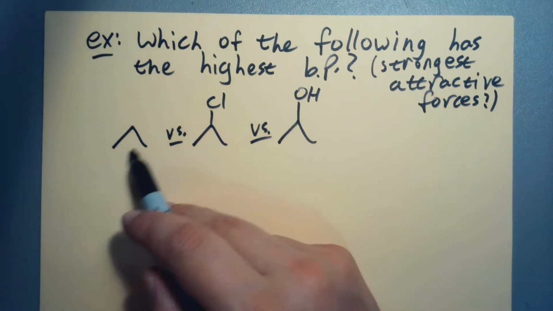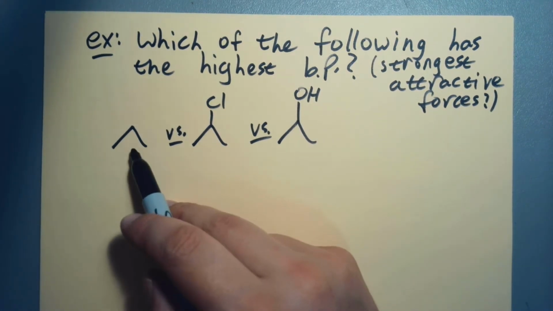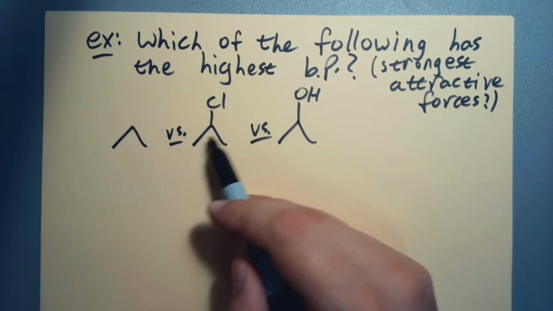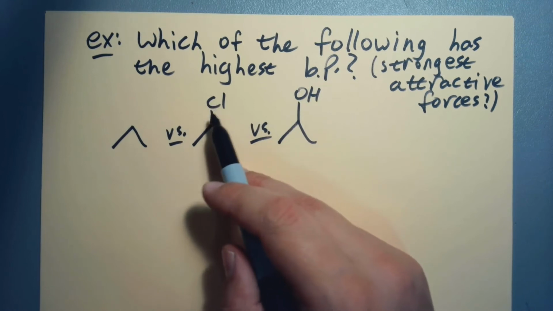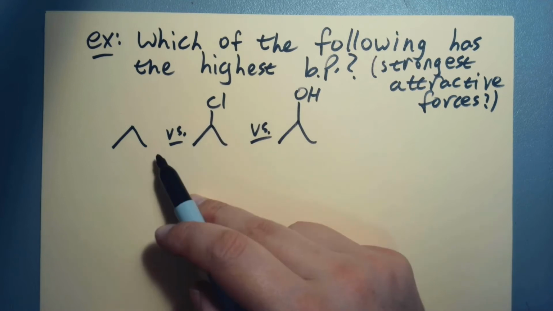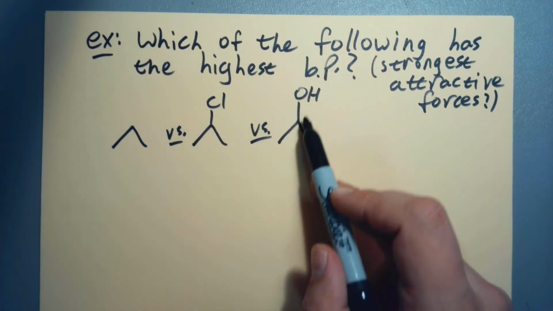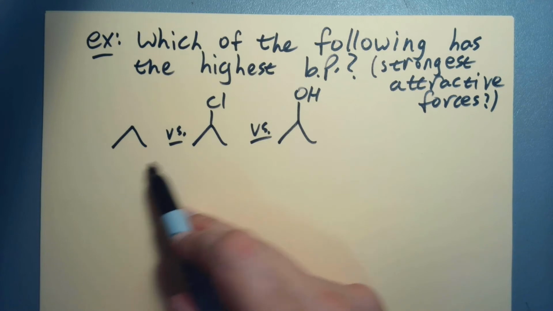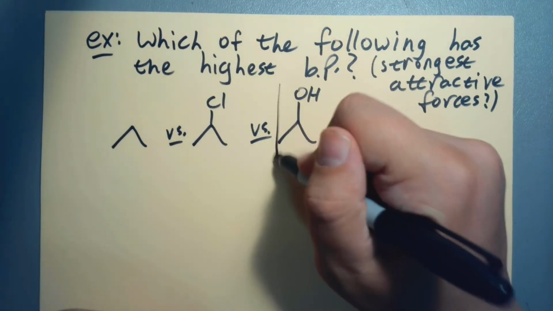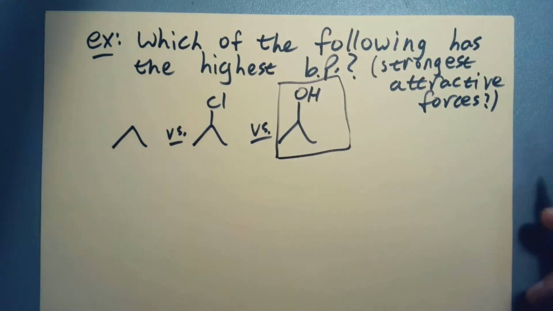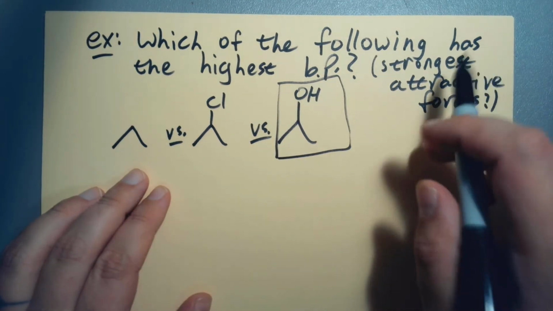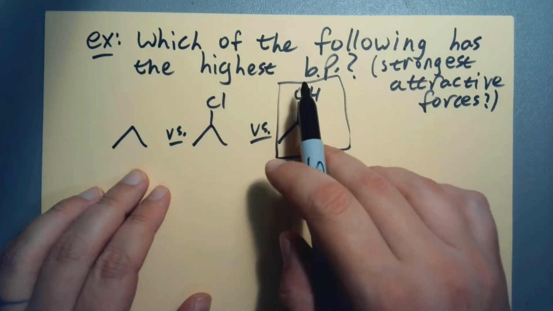Well, what's the strongest attractive force this thing has? It's all nonpolar, so it's got dispersion forces. What do we got here? Well, we got a polar bond. This is a Cl, so it doesn't hydrogen bond. Okay, so this is a dipole-dipole. So this is stronger. Middle's winning so far. What do we got over here? Well, we got all molecules about the same size, but this one has hydrogen bonding, which is stronger than dispersion. And it is also stronger than dipole-dipole. That's our winner. That has the strongest attractive forces. That's going to have the highest boiling point.